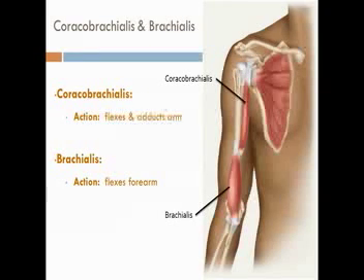Coracobrachialis and brachialis. You just need to know the actions of these two muscles. So coracobrachialis flexes and adducts the arm, and brachialis flexes the forearm.